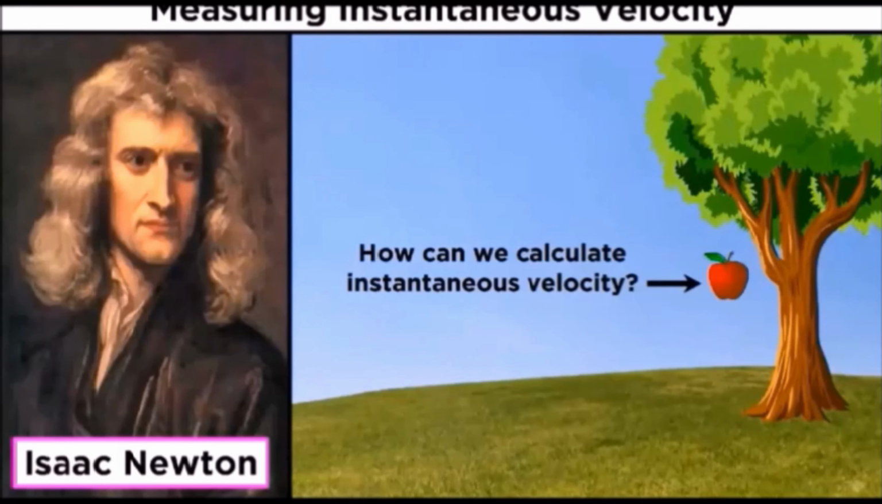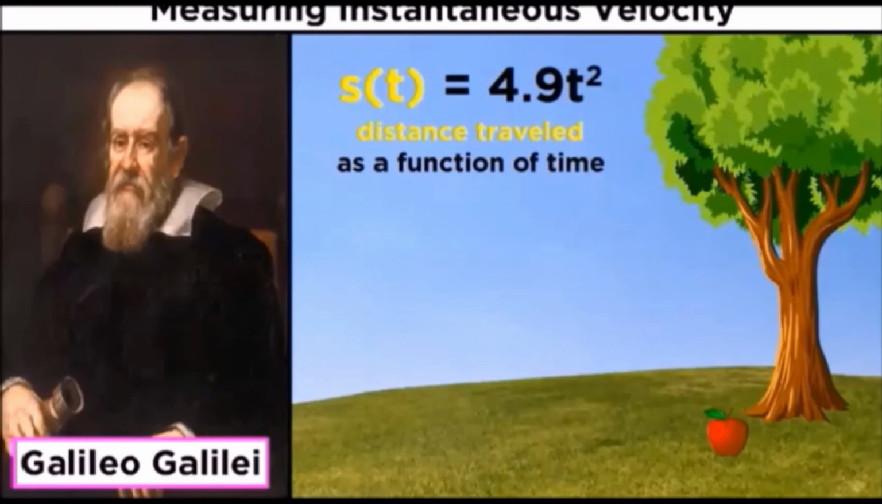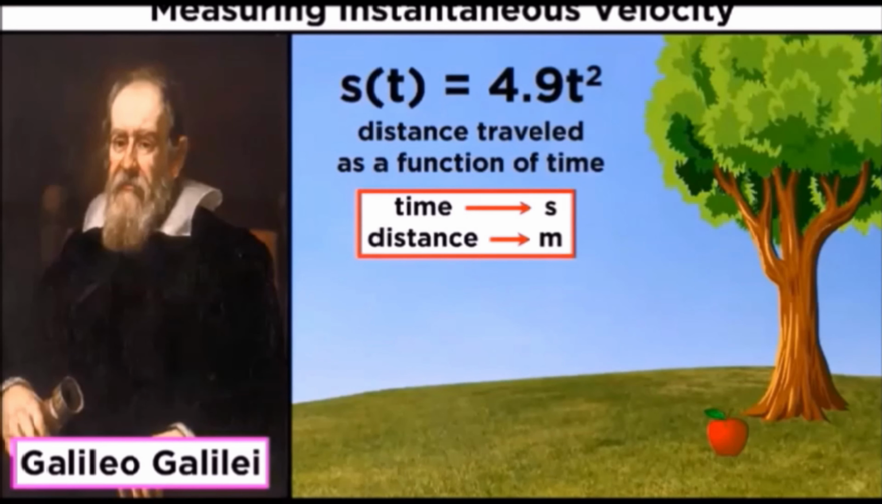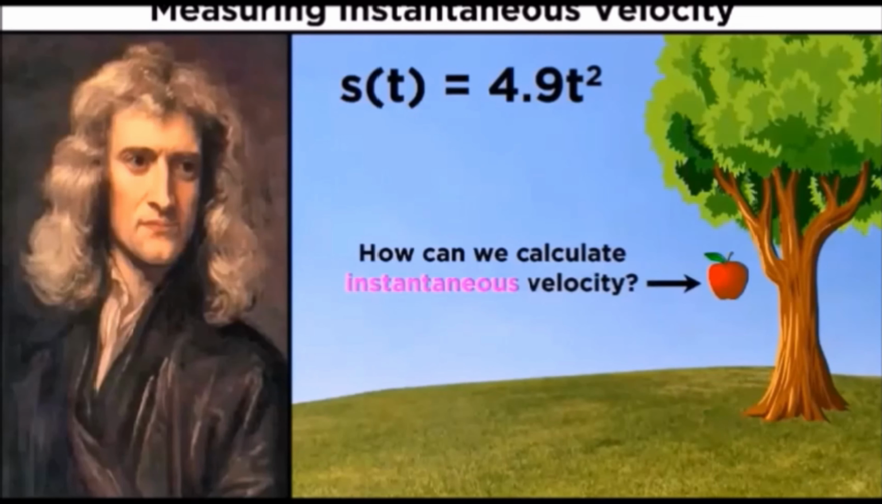Now, Galileo, another scientist, had already discovered many years before that the distance traveled by a falling object is represented by the equation S of t, which is equal to 4.9 t squared. T is in seconds, and the distance is in meters. So Newton could easily use this law to calculate how far something would fall over a given interval of time. But this was not the problem at hand. Newton wanted to know something not about an interval of time, but about an instant in time, such as the velocity of the apple precisely 5 seconds after letting it fall.